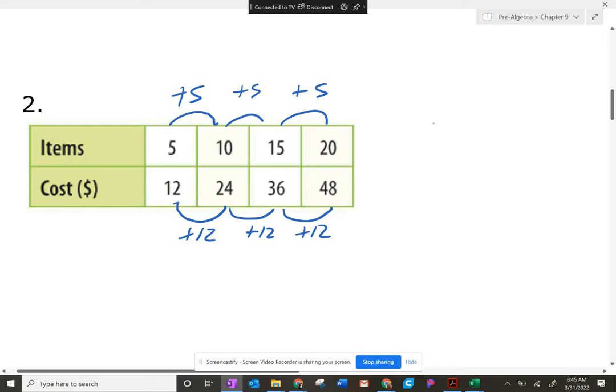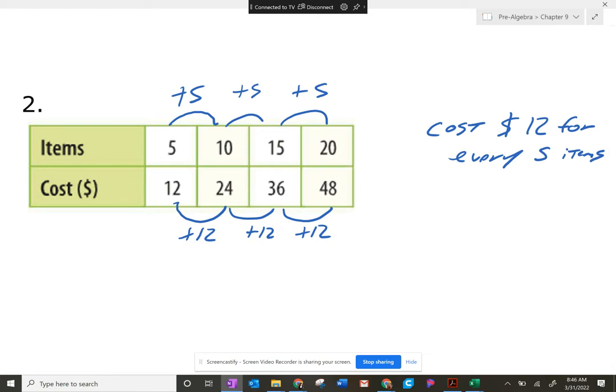Perfect. My rate of change: it costs $12 for every 5 items. That's my rate of change. Every time I get 5 items, it's going to cost me $12 more. Okay, if I had 25 items, how much would it cost me? 60. If I had 0 items, what would it cost me? 0.